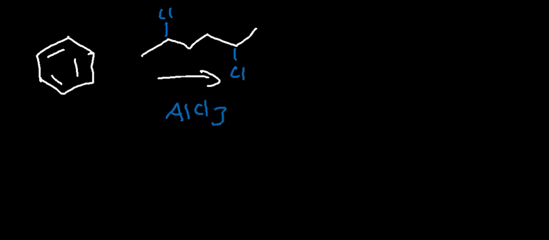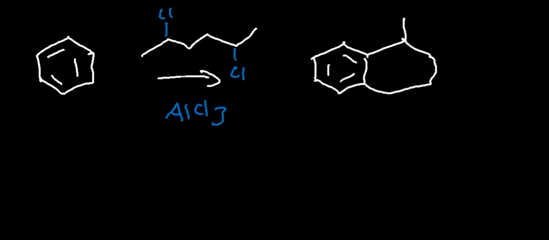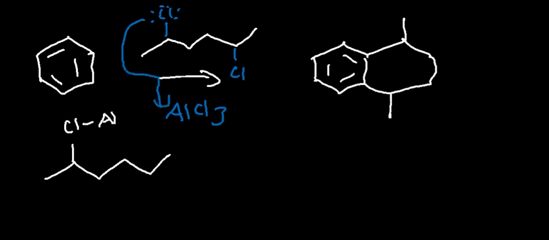Try this example. Propose a mechanism for the formation of this product. So the first thing that's going to happen is the chlorine atom is going to react with the catalyst. Let's start with that one. So this aluminum has a negative formal charge and chlorine has a positive formal charge. Now this chlorine could leave, forming a carbocation.